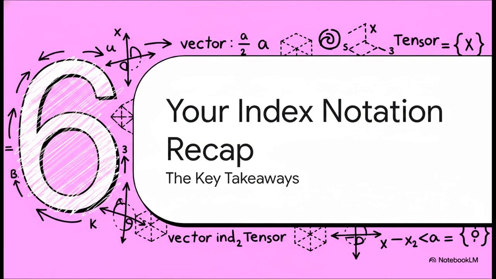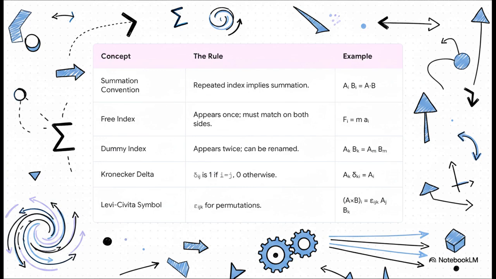Okay, we have covered a ton of ground, so let's wrap this up with a final, super clear recap of the most important rules and ideas. Think of this as your index notation cheat sheet. This table really boils it all down. You've got the summation convention. A repeated index means you sum over it. You've got the free index.